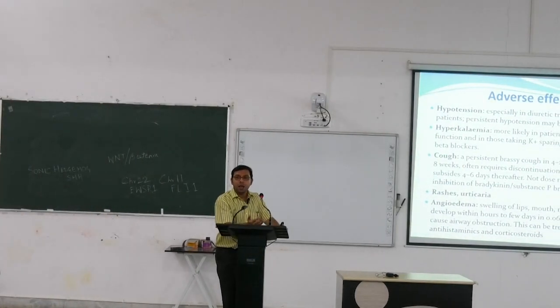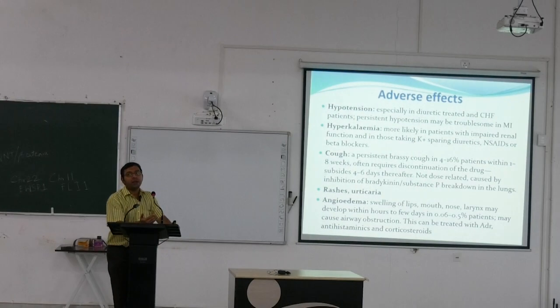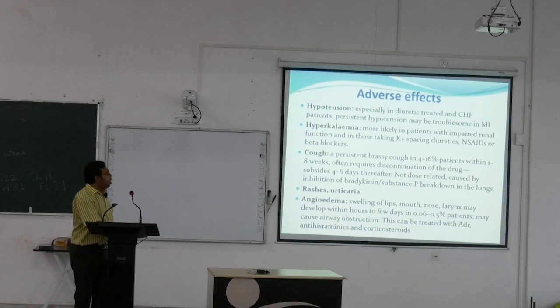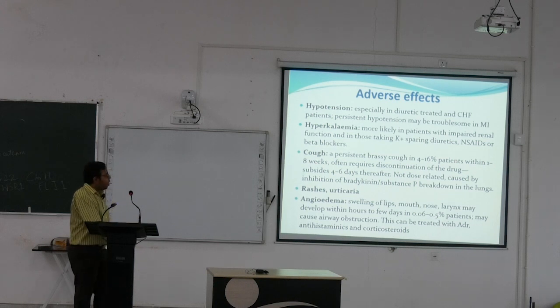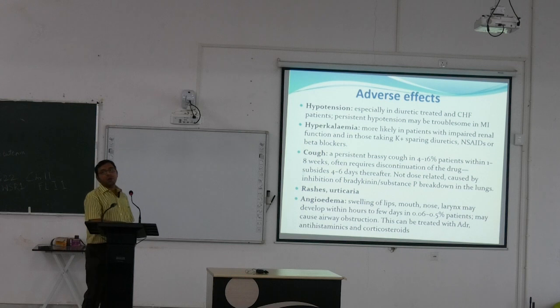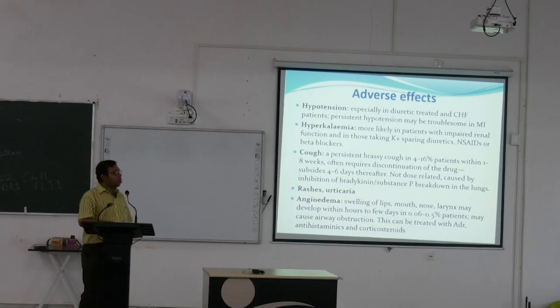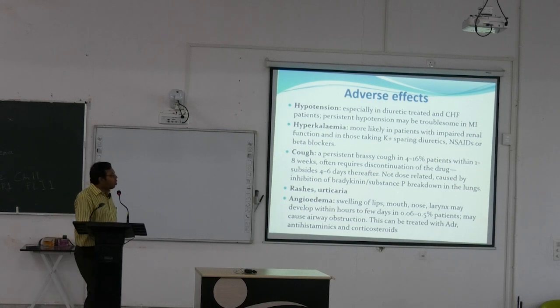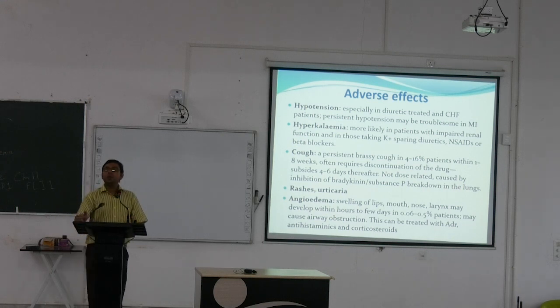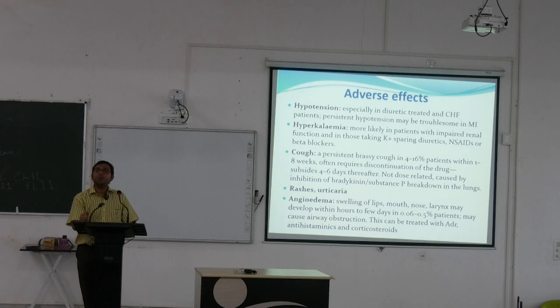Hyperkalemia can occur, and hyperkalemia can lead to cardiac arrhythmia. That's the problem. We have seen how cough happens. Persistent brassy cough occurs in 4 to 16% of the patients within 1 to 8 weeks of starting. It often requires discontinuation of the drug. We have to stop the angiotensin converting enzyme drugs. It subsides 4 to 6 days thereafter. It is not dose related, caused by inhibition of the bradykinin or substance P breakdown in the lungs. In most cases, we have to replace this with an angiotensin receptor blocker.